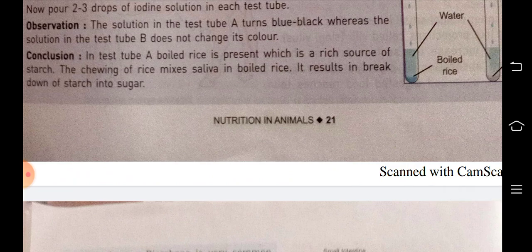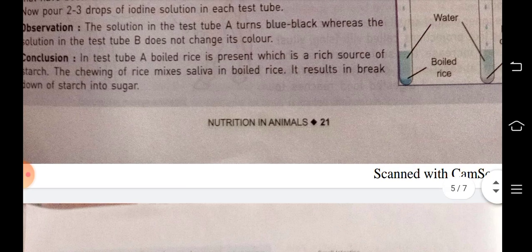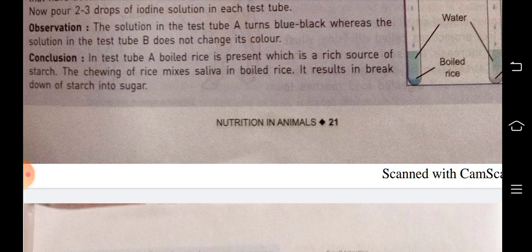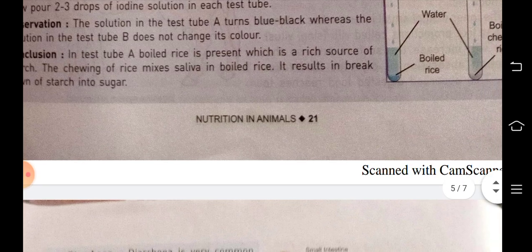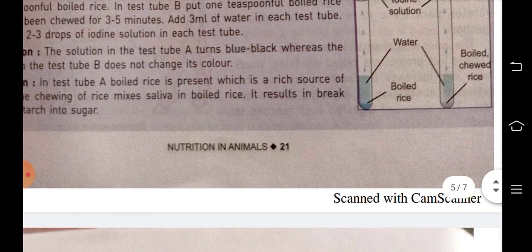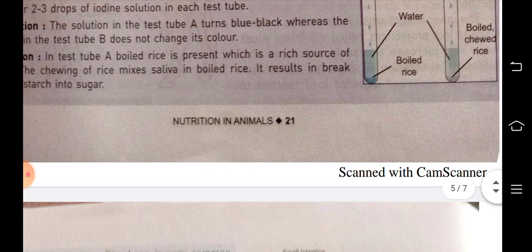So our conclusion is that in test tube A, boiled rice is present, which is a rich source of starch. But when we chew the rice, saliva mixes with it and the starch breaks into sugar. So it cannot convert into blue-black color.